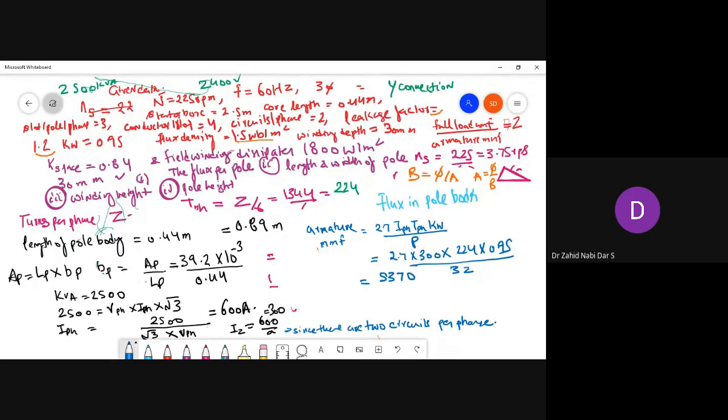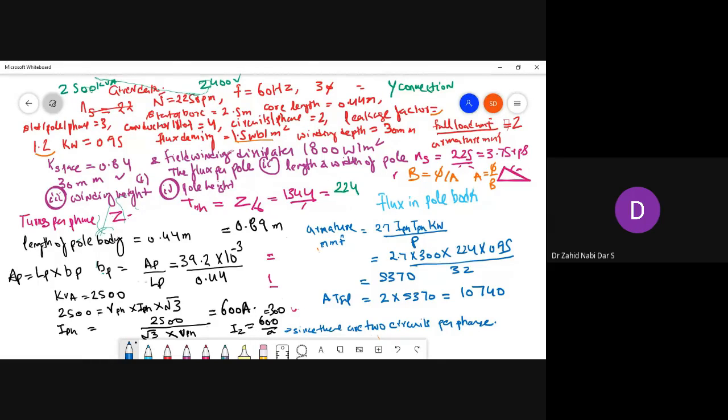5370. Now your MMF at full load is twice of it because of this ratio. Okay, so this is 5370, it's twice of it. So this happens to be 10740.